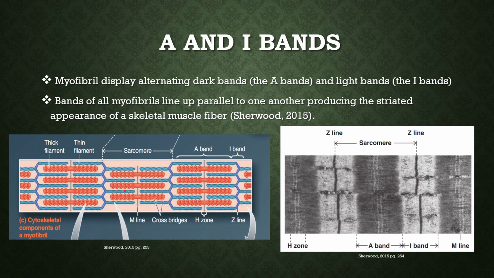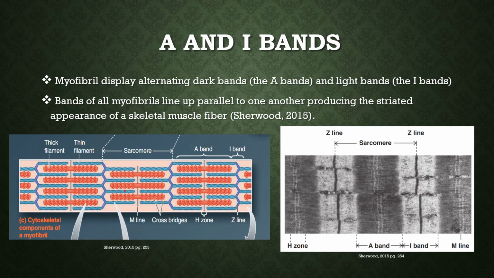So in this slide, we are going to talk about more of the cytoskeletal components of the myofibril, specifically looking at the A and I bands. So a myofibril displays alternating dark bands, which are the A bands, and light bands, which are the I bands. Bands of all myofibrils line up parallel to one another, producing the striated appearance of a skeletal muscle fiber. And this can be seen in both images displayed on the screen.